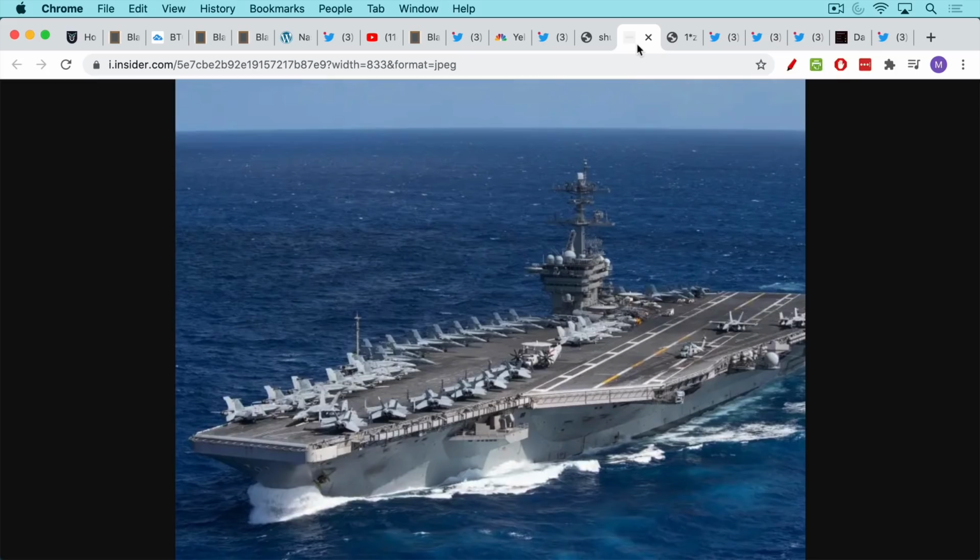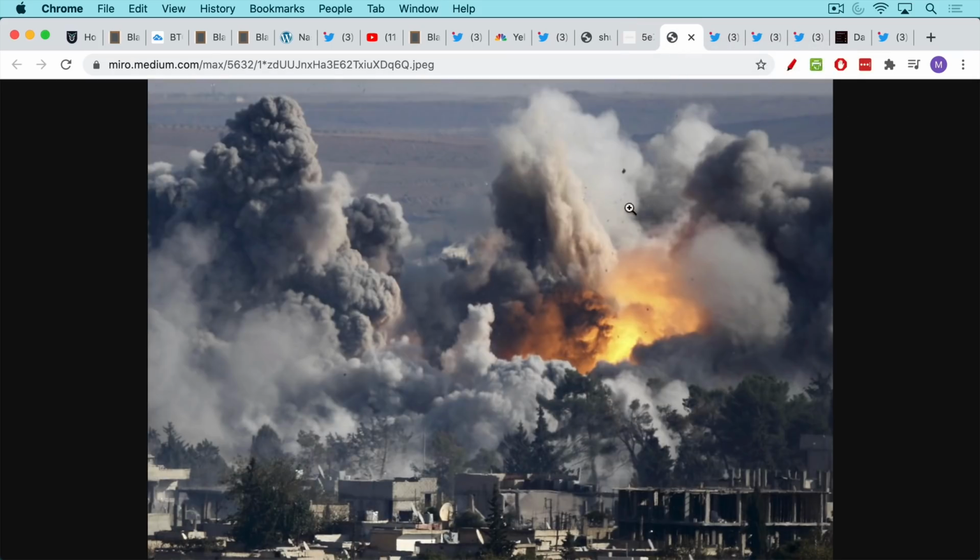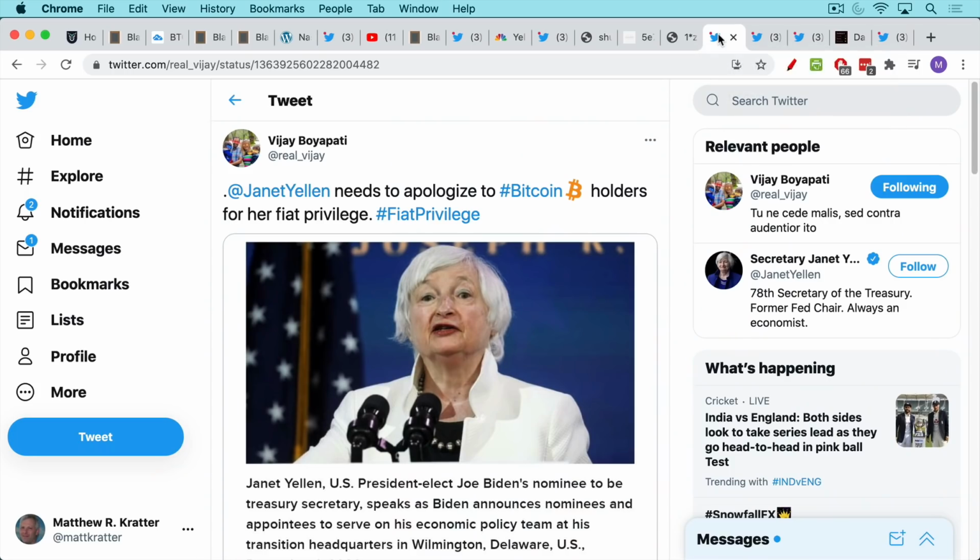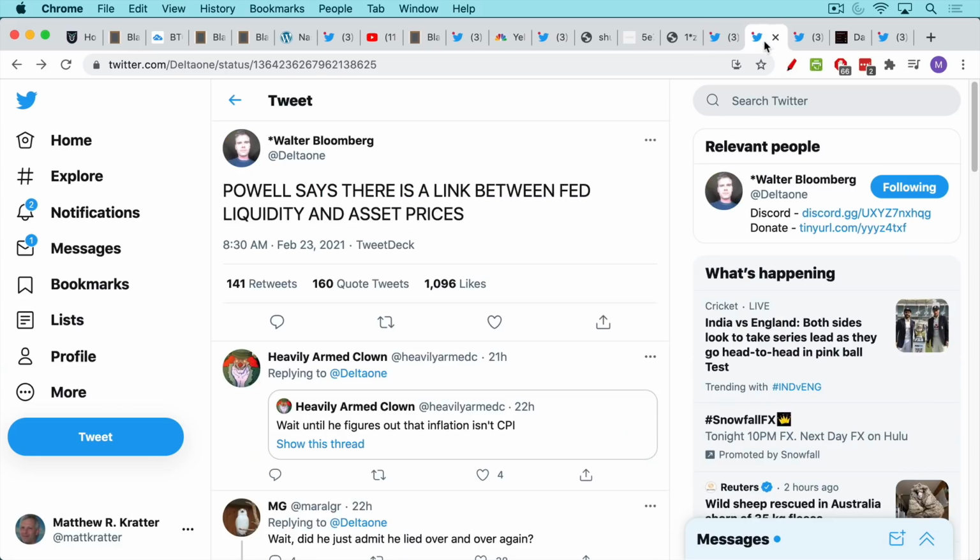This is how the fiat system works. The nice thing about Bitcoin is it doesn't require all of these bombs and all of these aircraft carriers, which are obviously not that great for the air or for the environment. I like this quote from Vijay again. Janet Yellen needs to apologize to Bitcoin holders for her fiat privilege. That's a pretty good hashtag.